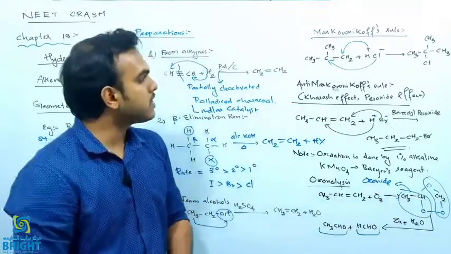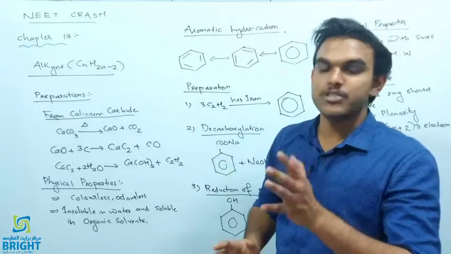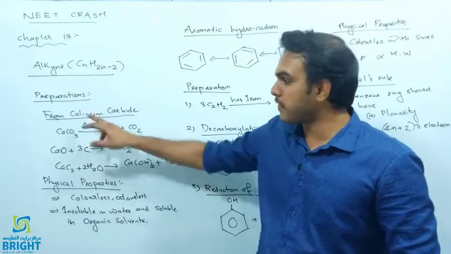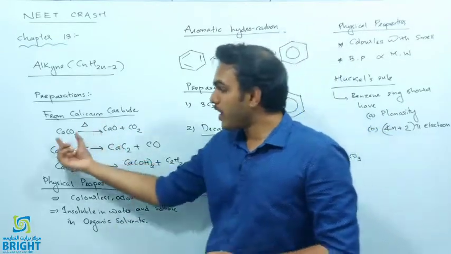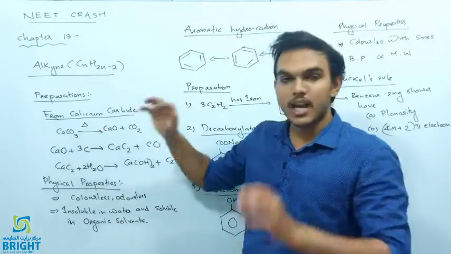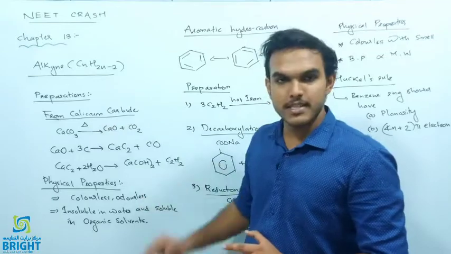Okay, now we will discuss the properties of alkynes. CnH2n-2 is the general formula of alkynes. Let us go to the preparation of alkyne first, from calcium carbide. Now we have limestone, that is CaCO3. It is heated at a high temperature of 800 degrees Celsius. It will become CaO plus CO2.